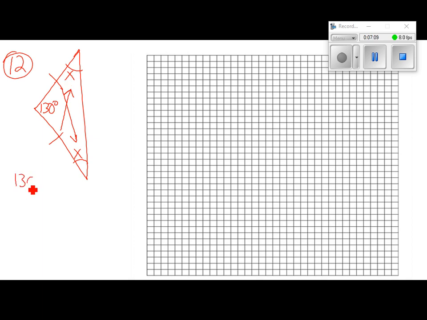130 plus 2x, x plus x, which is 2x, right? And all that should equal how much? 180. You've got to know how to set up these equations. It's not that difficult. This angle plus this angle has to equal 180. How do we start to solve this?